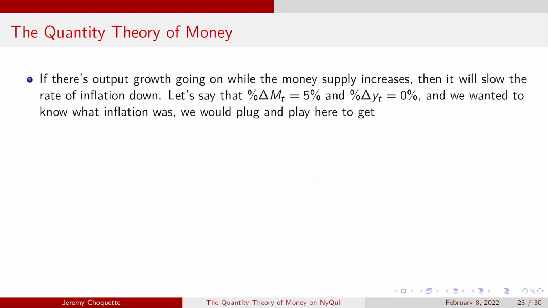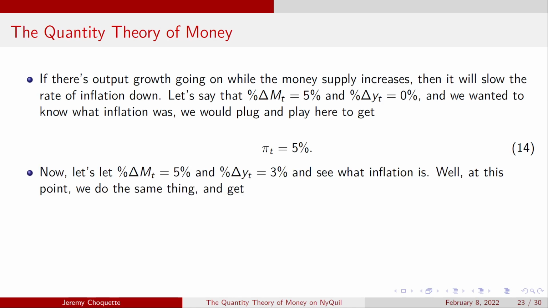If there's growth in output going on while the money supply increases, then it's going to essentially slow the inflation rate down. So let's just say, for example, the percent change in money is equal to 5%. Percent change in output 0. We want to know what inflation is. Well, we just do the little plug and play. We get inflation is equal to 5%.